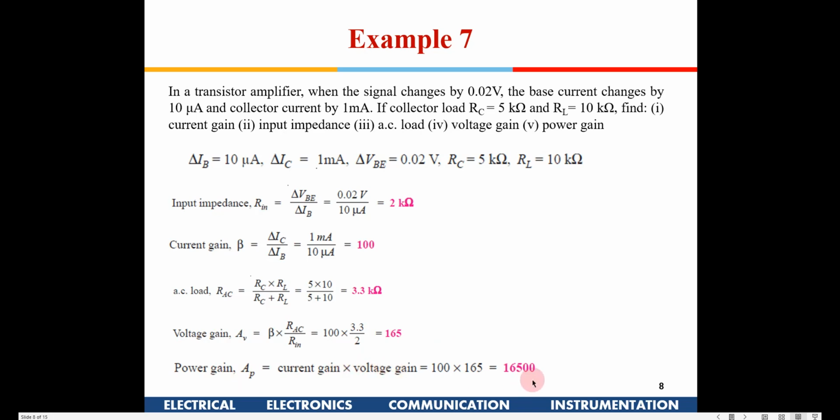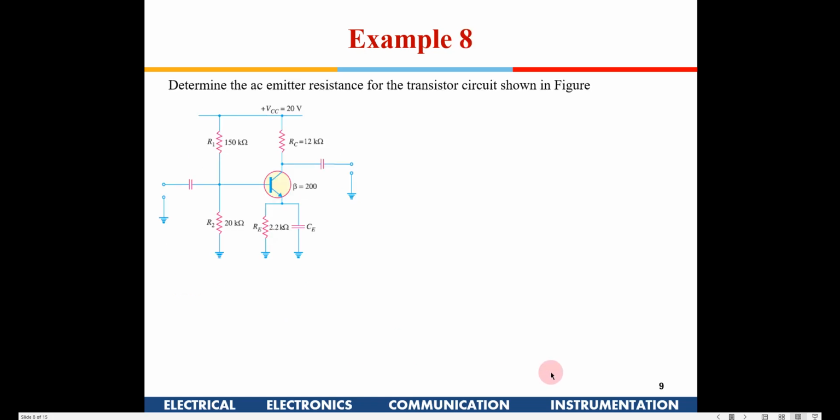So we know for a CE amplifier, there will be voltage gain as well as current gain. Both are possible. Whereas for a CC amplifier, we saw that there is only current gain, there is no voltage gain, but power gain will be available. So in this particular case, you have both voltage gain and current gain. So we get the total power gain as 16500.